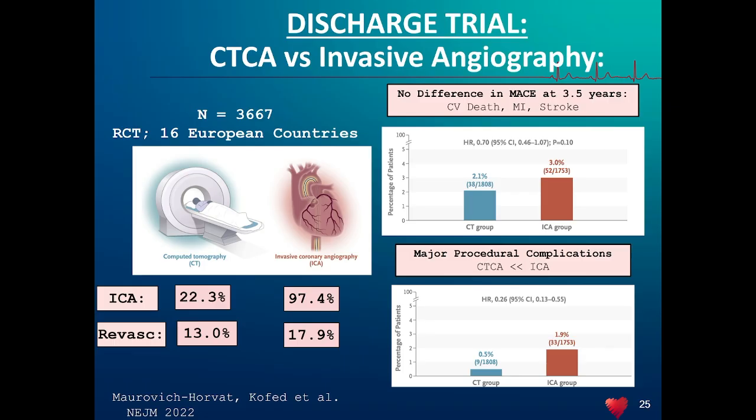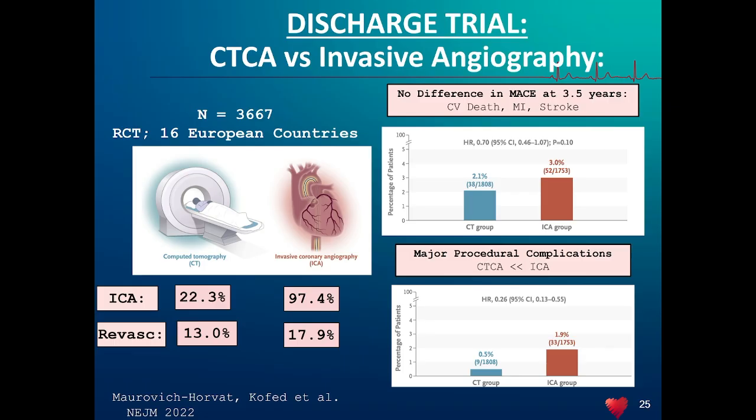and intermediate pretest probability went on to have CTCA or invasive coronary angiogram. What it shows is that there is no difference in major cardiovascular events at 3.5 years. However, the procedural risk was higher, obviously, in the invasive procedure group.